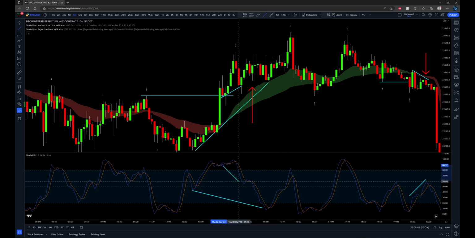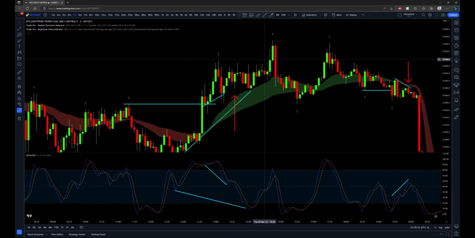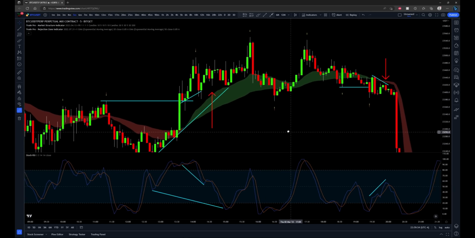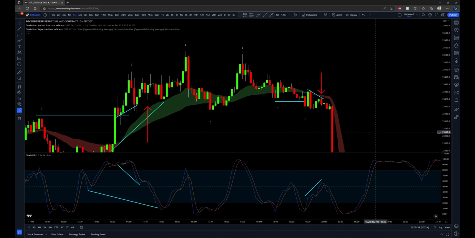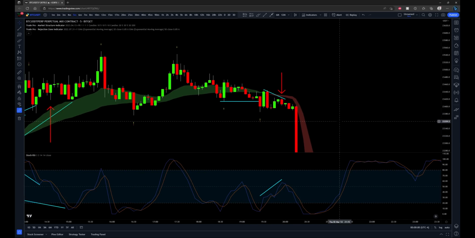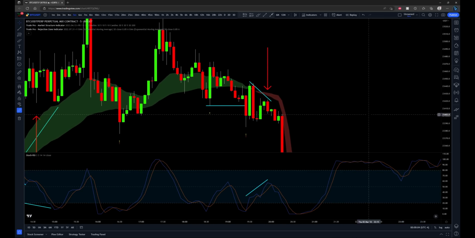Clearly much lower stochastic RSI, while making a higher low on the price. So expecting a follow through move out of here. That's what we get, and it's on to the next setup. And the final example for this video, hopefully it's not too repetitive at this point and it makes sense. Let's go into this one.